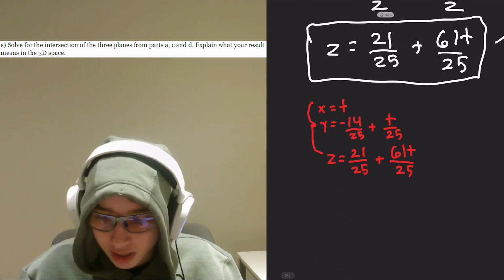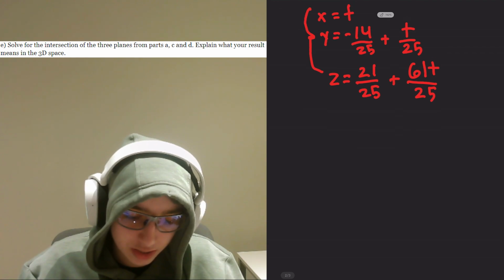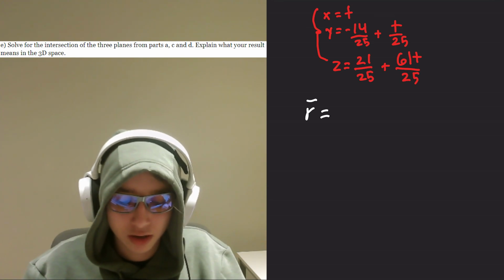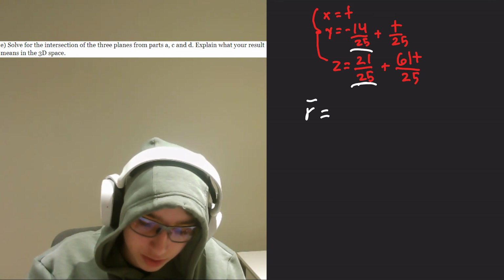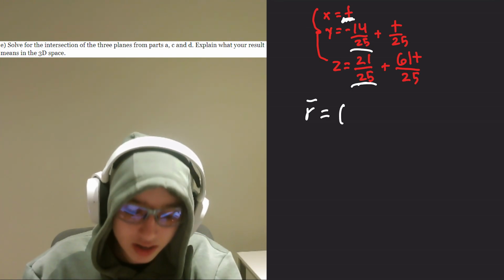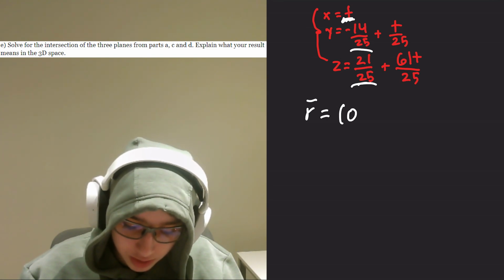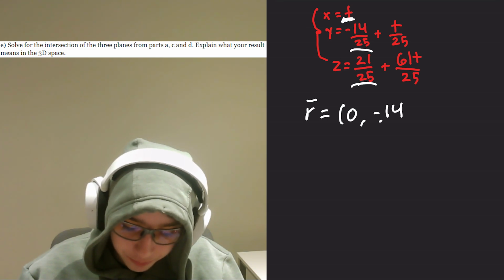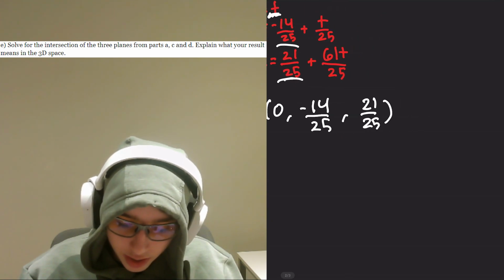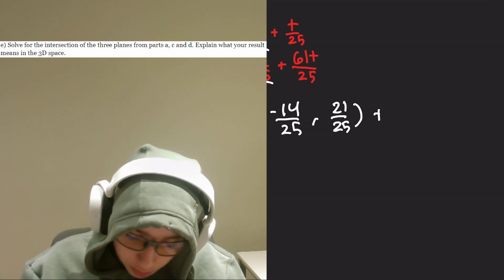So what we're going to want to do here is convert this back into a vector equation, which is just very simple, just converting everything. So let's go with our little r value. And let's start by focusing on our points. Since there's no point value for x, it's just t, that means the point is 0. So we'll go 0. For y, it's negative 14 over 25. And for z, it's 21 over 25. So that's our point. And then if you remember, since this is a line, we don't have to use t and s, we can just use t. So we'll go plus t.